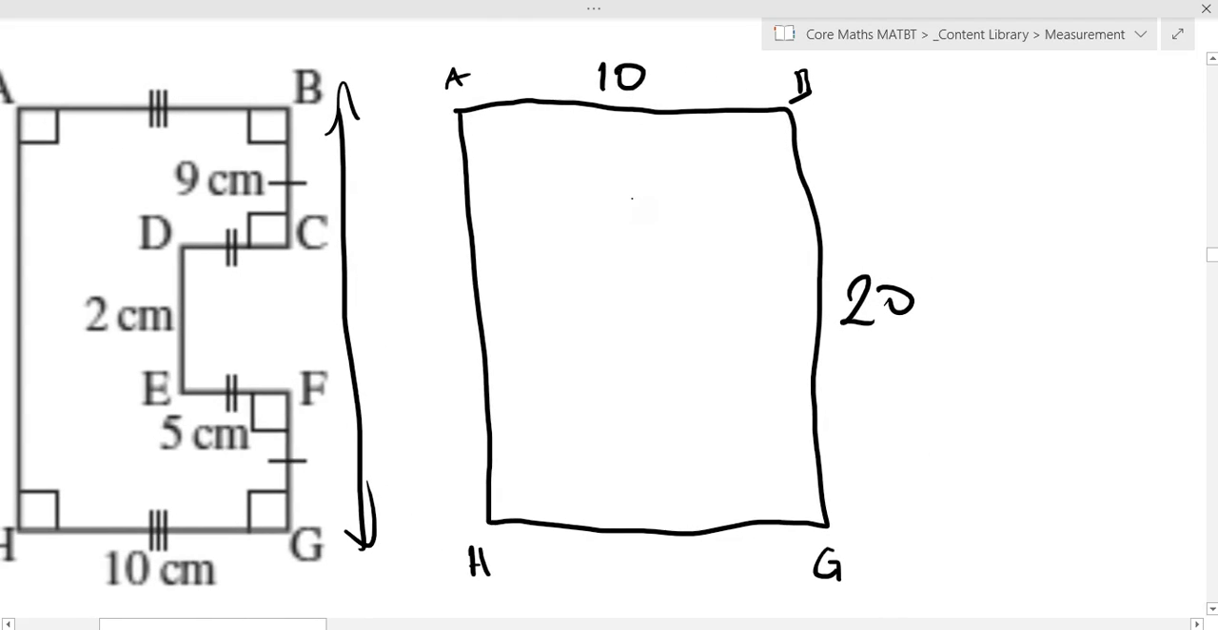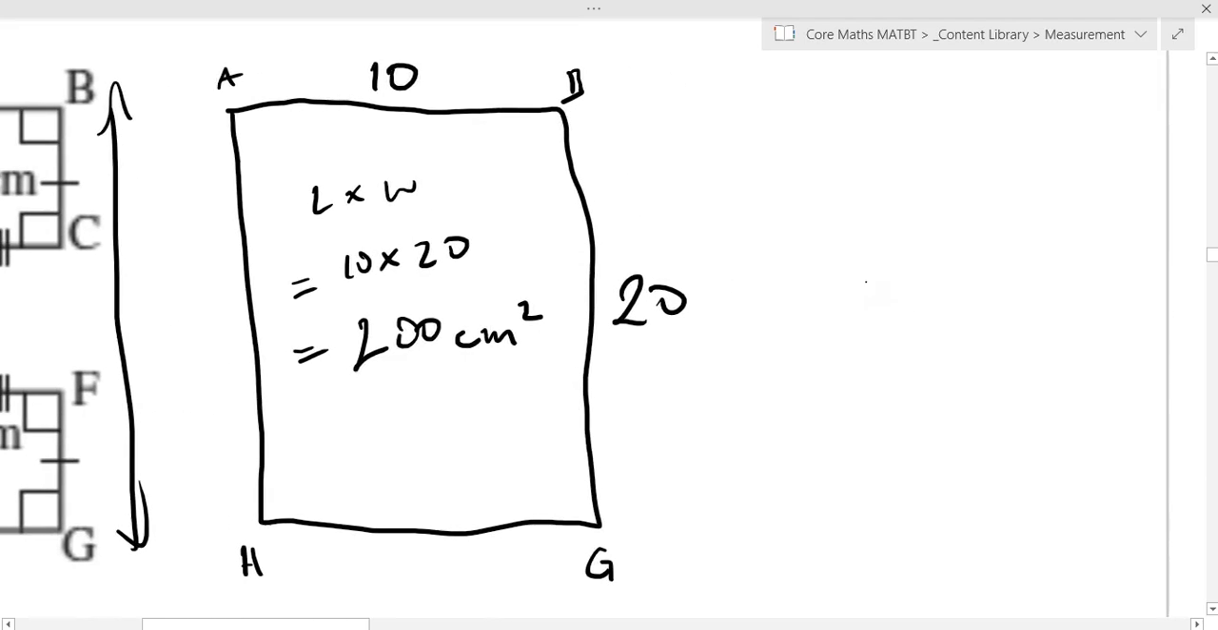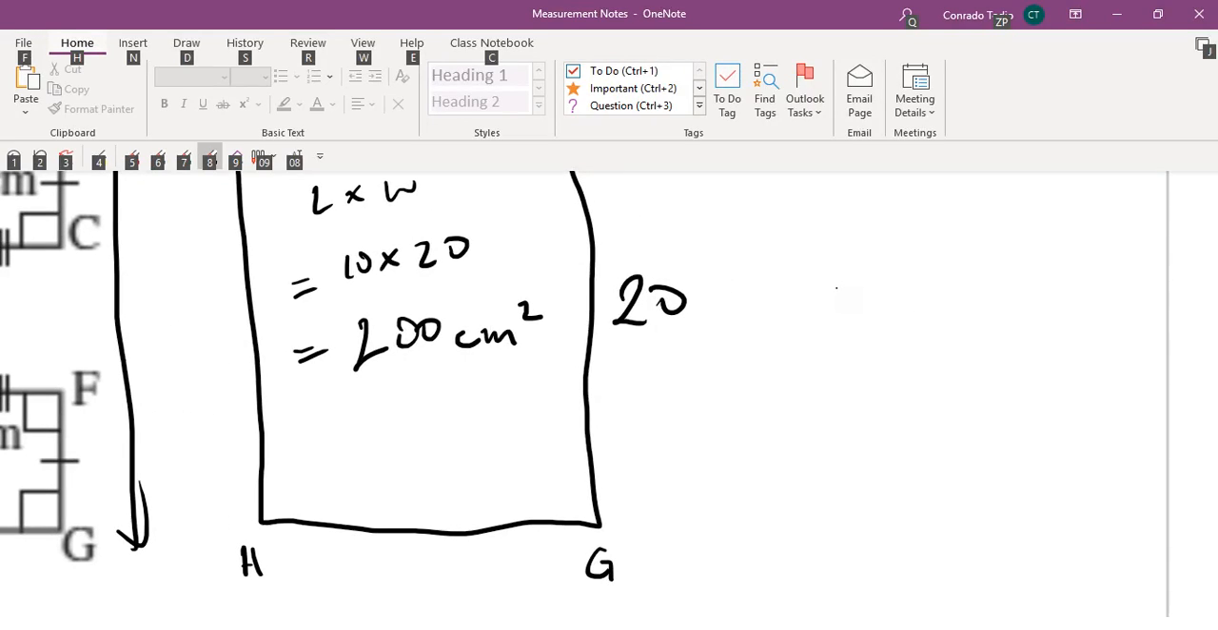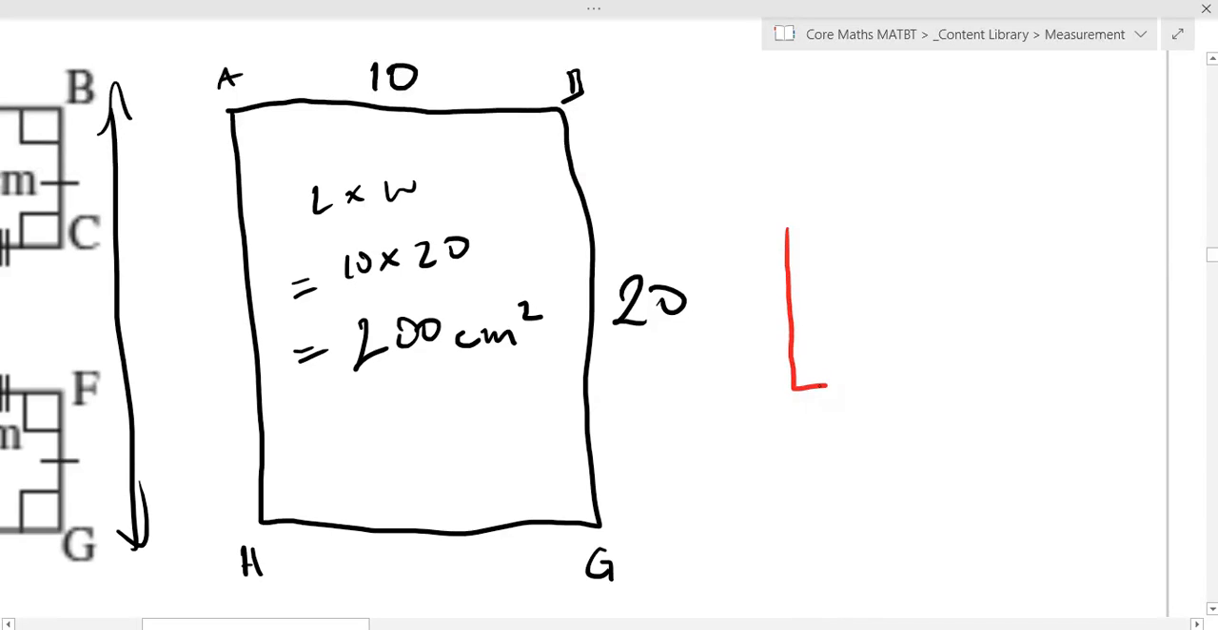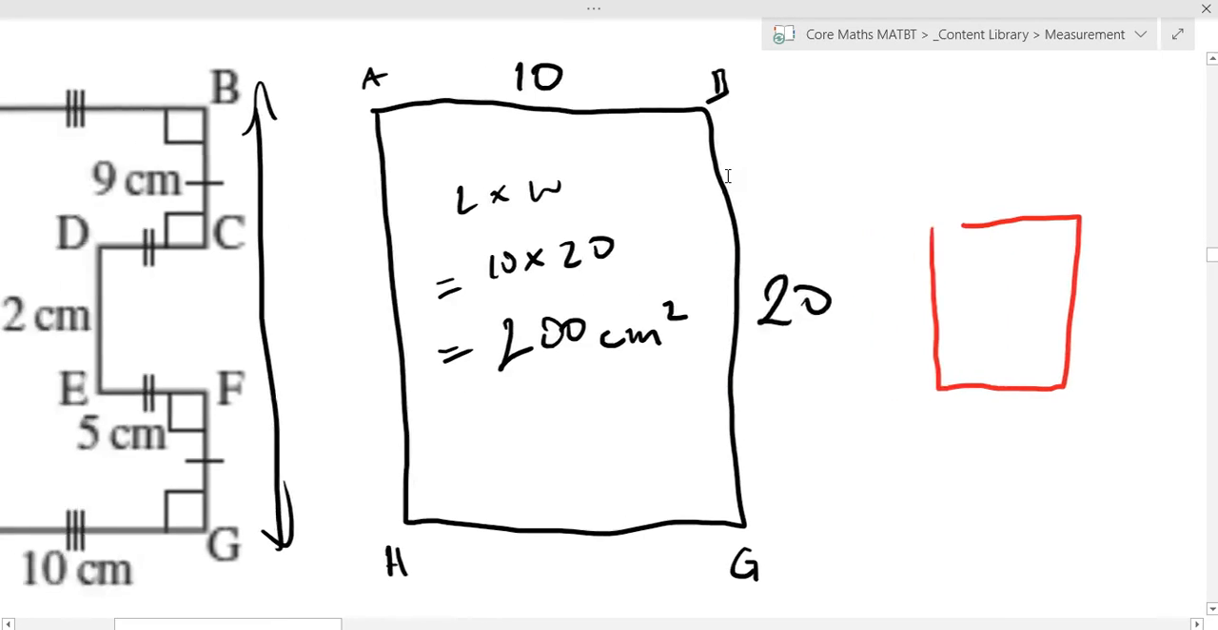Now that's easy enough. What's the area of this without using your calculator? 10 times 20? 200. So we can say that this whole thing is 200 centimeters squared. So that's the first part. Now I need to figure out the small bit that I have to recognize to remove. So that's this bit here. I've got to remove that.